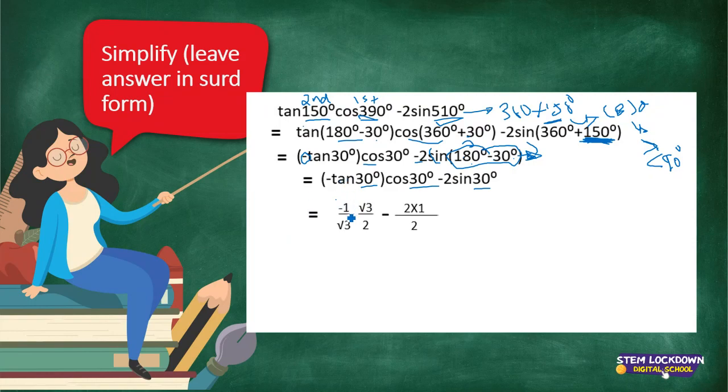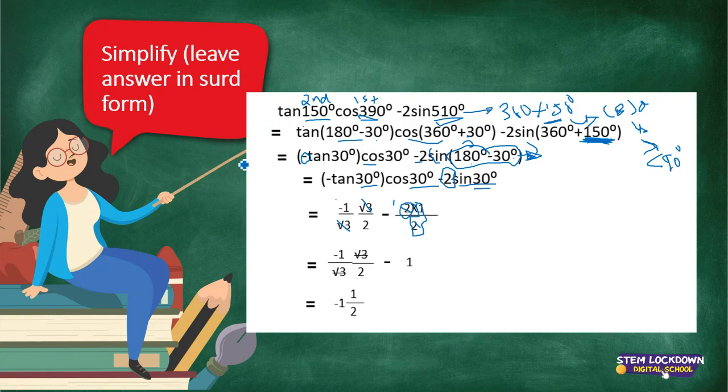We have minus tan of 30 degrees, which is 1 over root 3. Cos of 30 degrees is root 3 over 2. You subtract 2 times the sine of 30. The sine of 30, ladies and gents, is 1 over 2. This 2 over here is this 2 over here. Right? You simplify that mathematically, you're left with minus a half minus 1. Minus a half minus 1 is a minus 1.5. And that is how you simplify it.